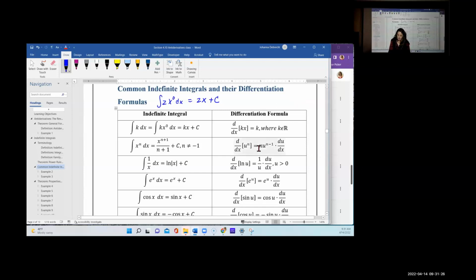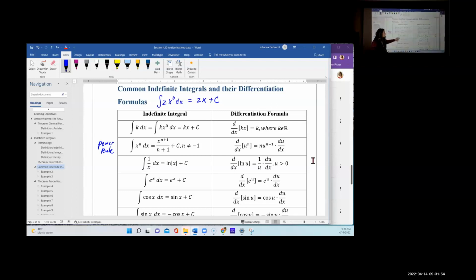The second rule down here, this is the power rule. So this is the power rule right here. Power rule for integrals on the left, power rule for derivatives on the right. And we just learned the power rule. This is a really important one. This one probably gets used the most often. All right, so it gets used all the time.